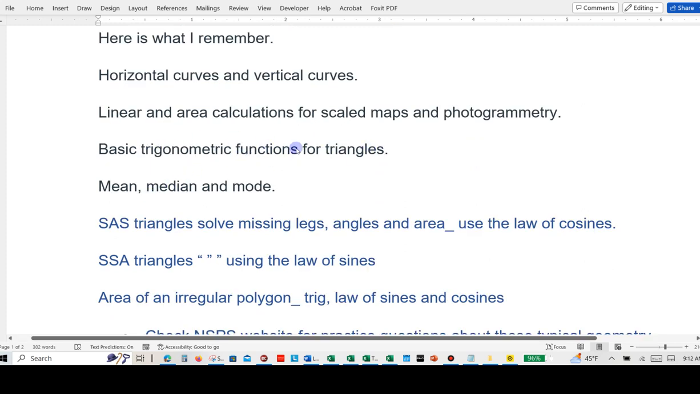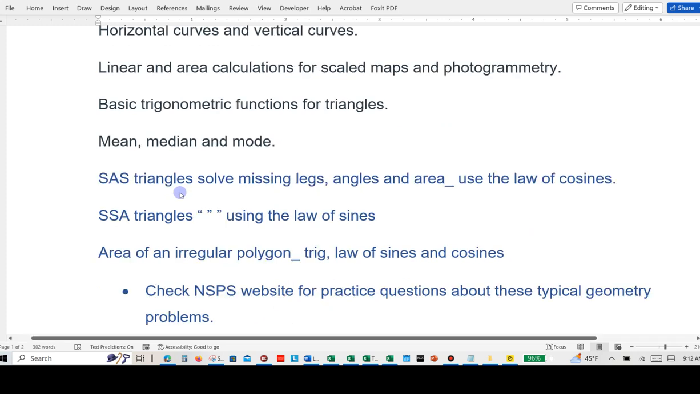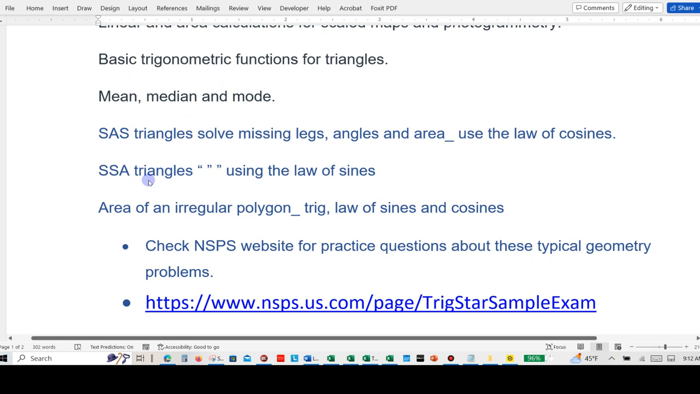Be very good at sine, cosine, tangent, and the algebra that you used for those. Mean, median, and mode. I think I put that only because if you don't know what it is, you might just type it in the PDF and it might even tell you. And there might be a mean, median, mode question in there.